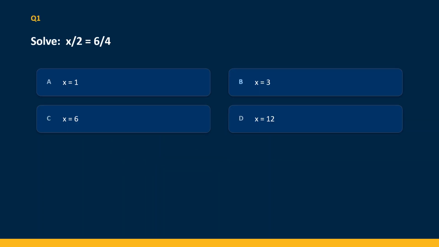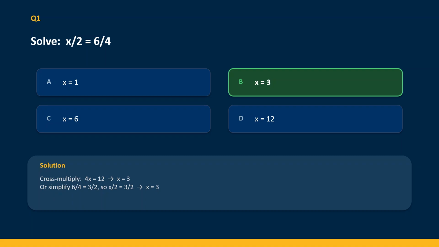Question 1. Solve. x over 2 equals 6 over 4. The answer choices are A. x equals 1, B. x equals 3, C. x equals 6, D. x equals 12. Allow a brief pause for independent problem solving before revealing the answer. The correct answer is B.